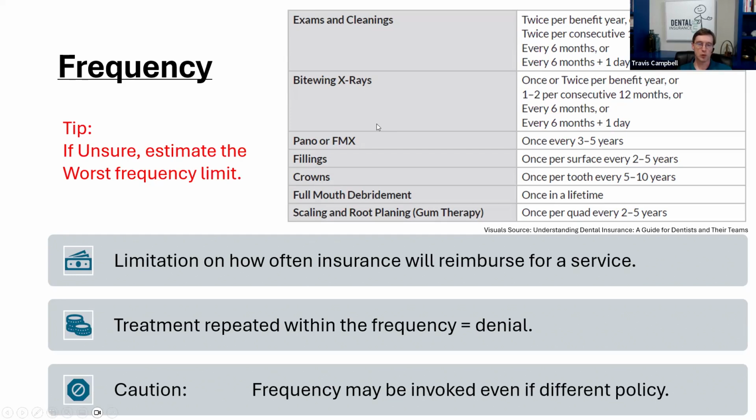Again, if unsure, estimate the worst frequency limit. So for instance, if you don't know what the crown frequency is, it's always 10 years, because that's the worst that we've seen.